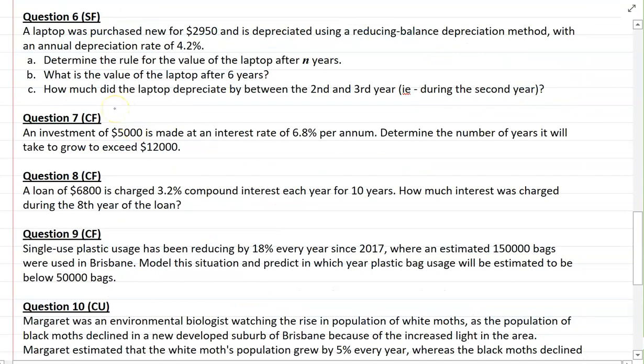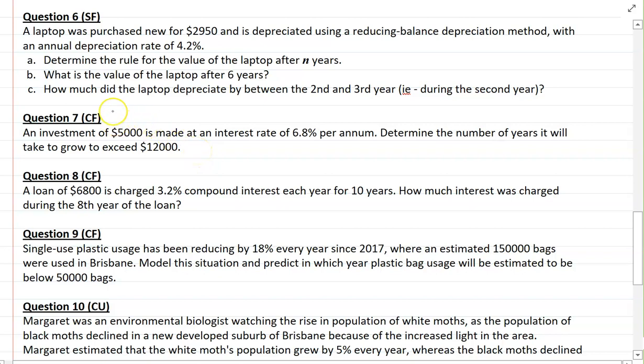Moving on to our complex familiar type questions. Question 7: we're looking at an investment of $5,000 made at an interest rate of 6.8% per annum. We have to determine the number of years it will take to grow to exceed $12,000.